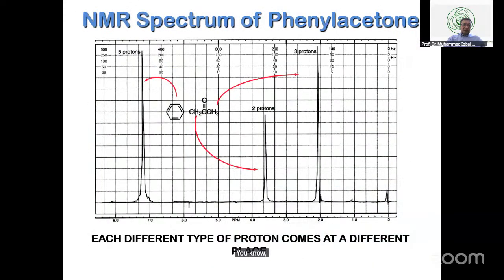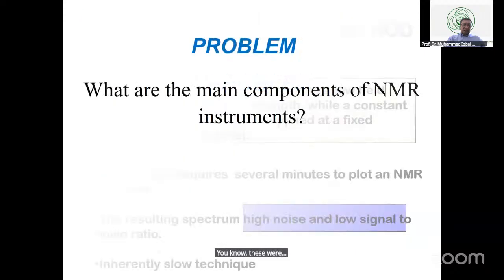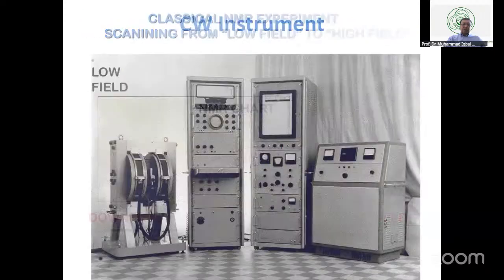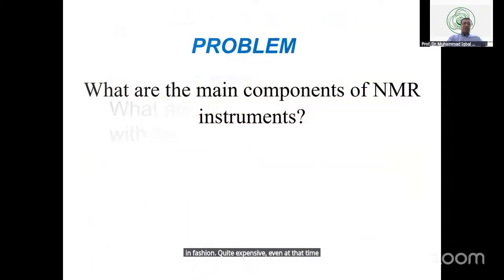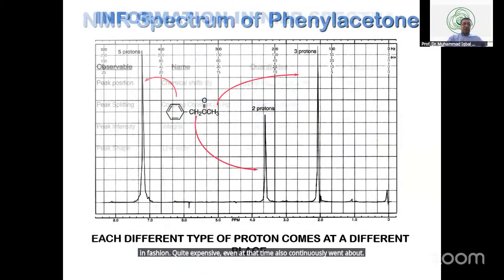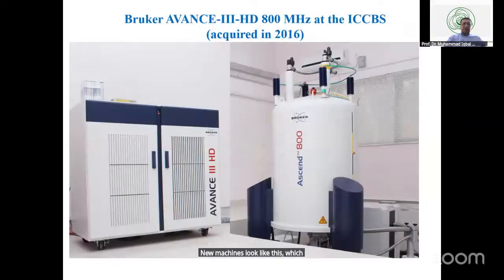These were NMR machines of the past, right? This was in the 1960s when these machines were in fashion, quite expensive, and even at that time, also continuous wave NMR. New machines look like this, which you have seen in your institution.